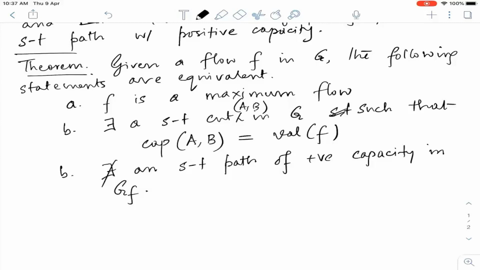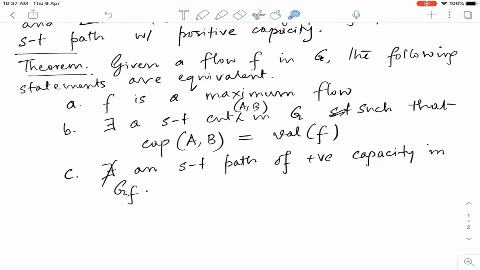Okay, so since my voice was not clear, let me just repeat what I'm trying to say. In order to prove the correctness of Ford-Fulkerson, I'm going to prove the following theorem. Let's say I'm given a flow in my graph, any flow in my graph, and I'm going to prove that these following three statements are equivalent. There are two B's here, so let me make this C. So the following statements are equivalent. And what are they saying? A: F is a maximum flow.